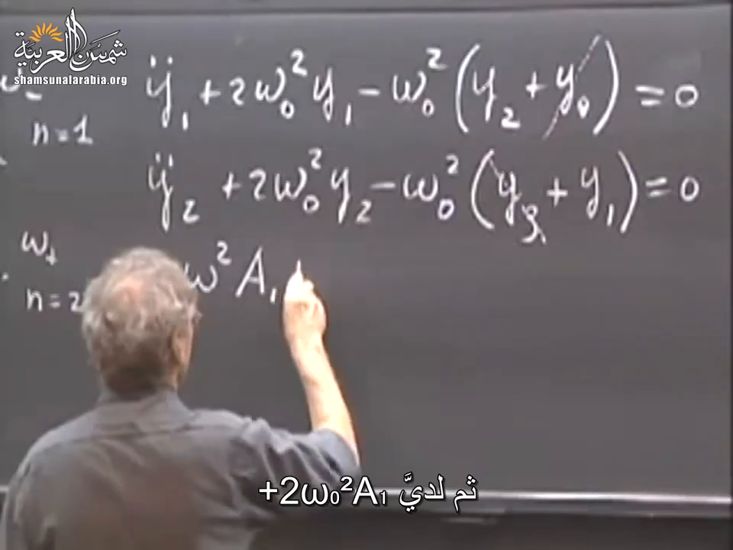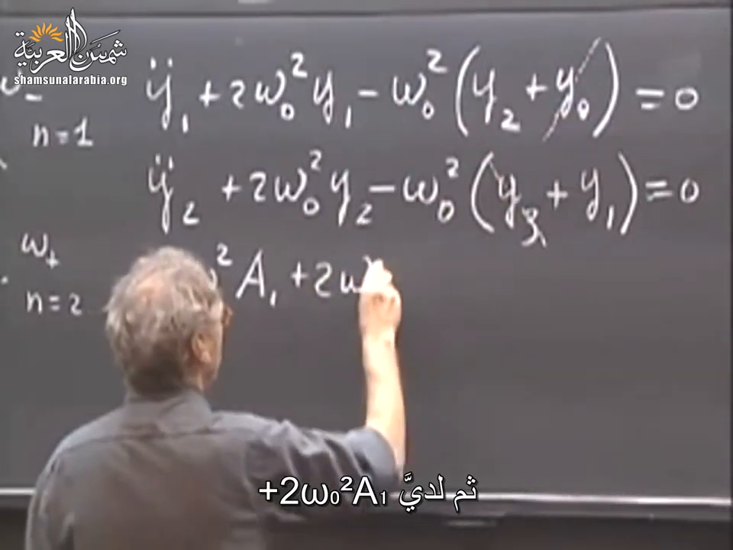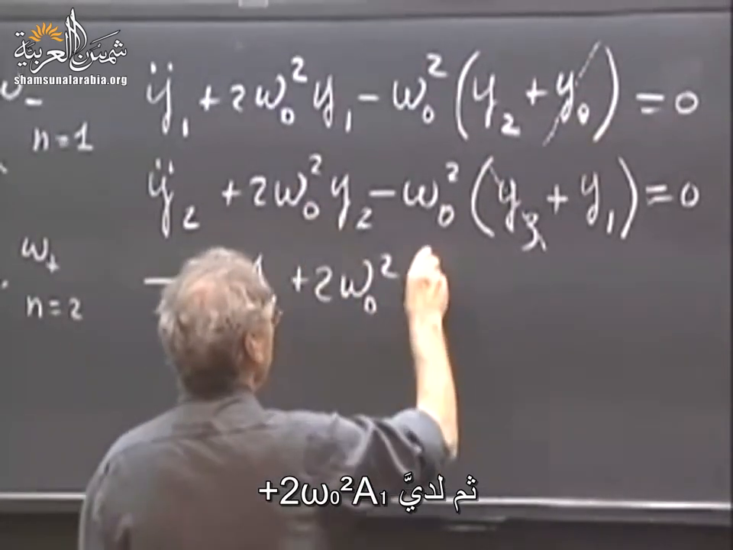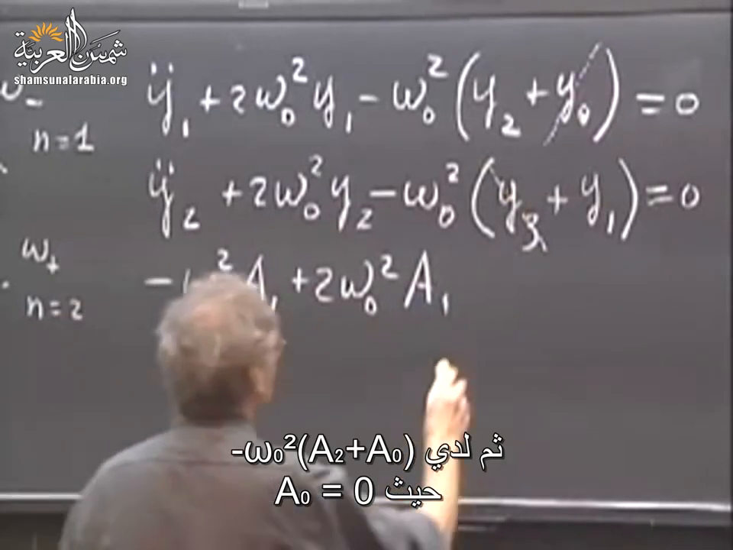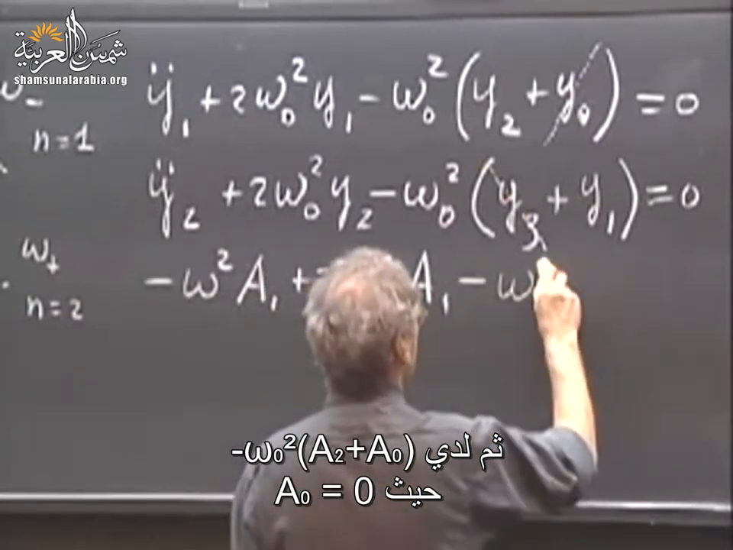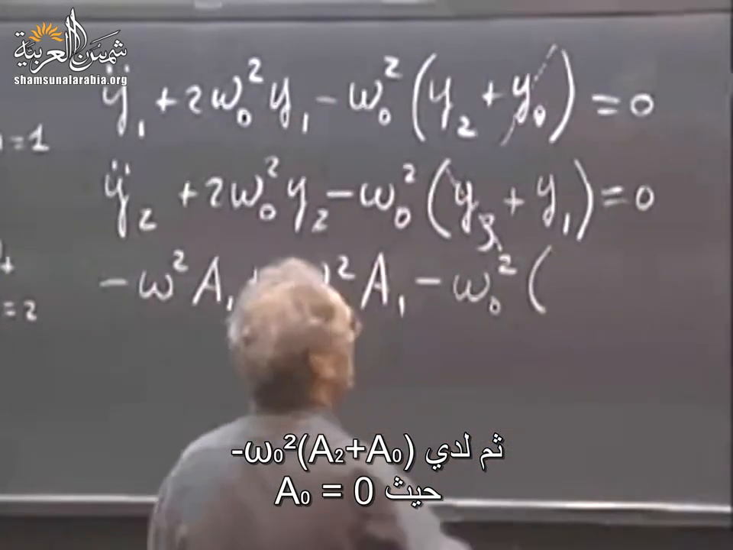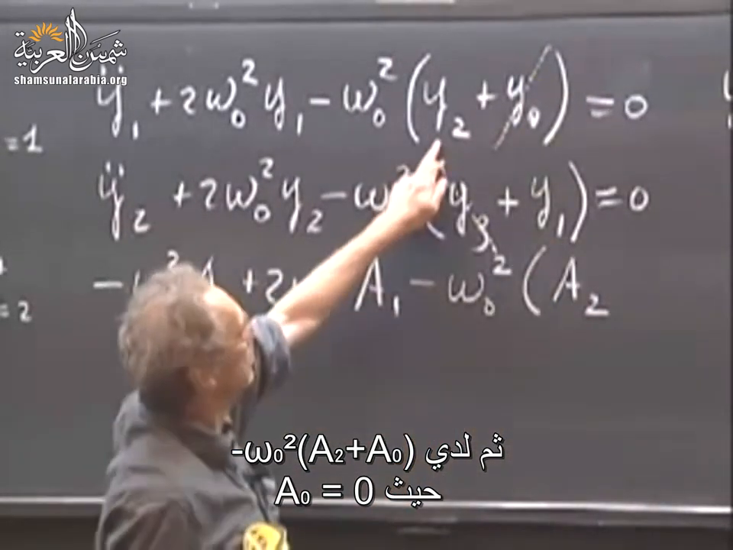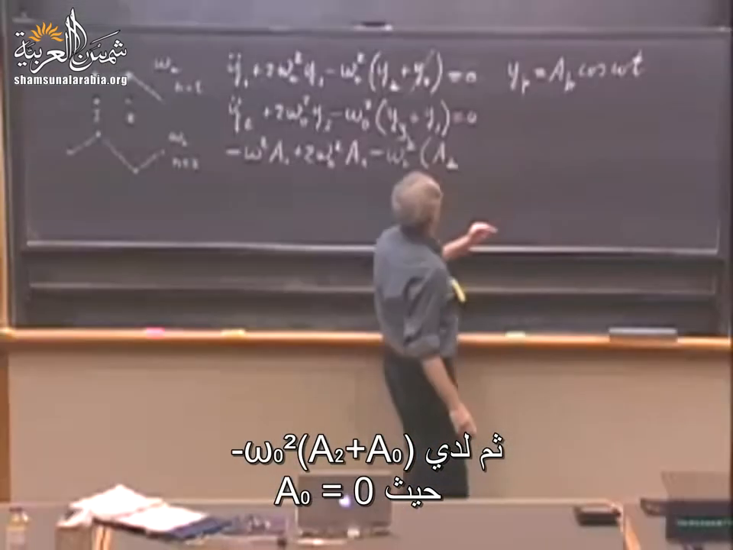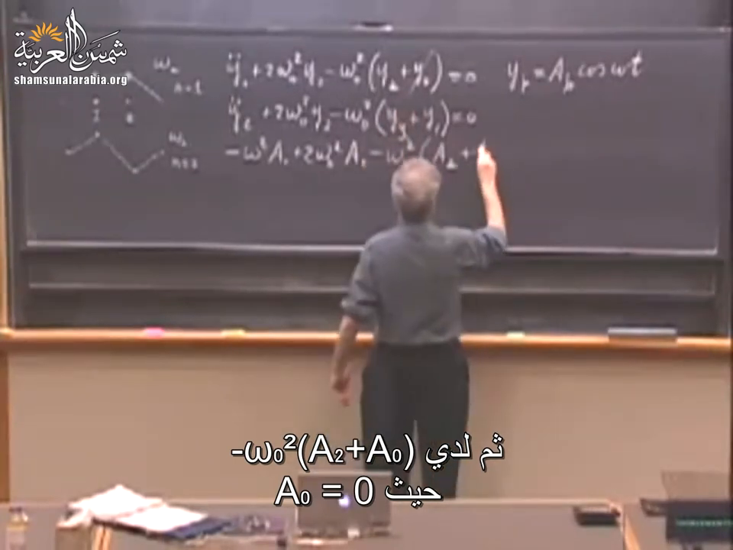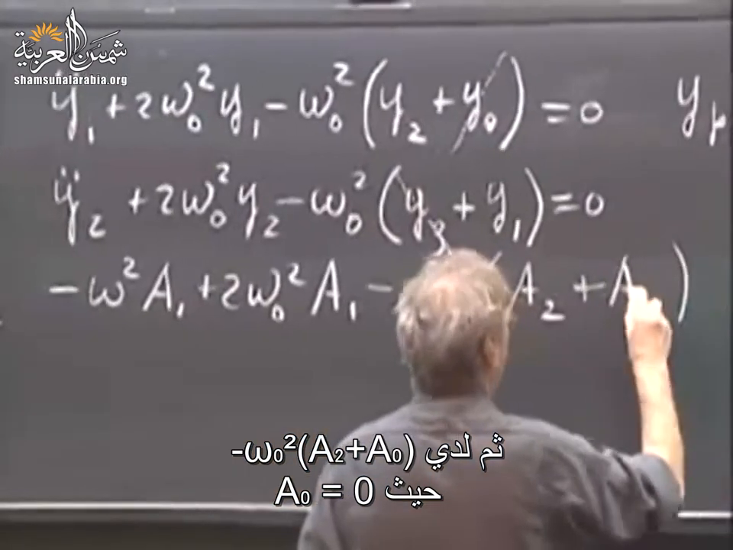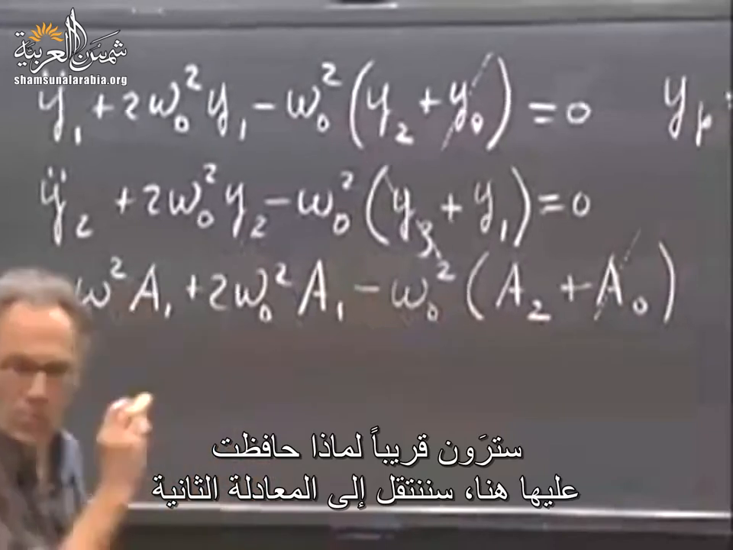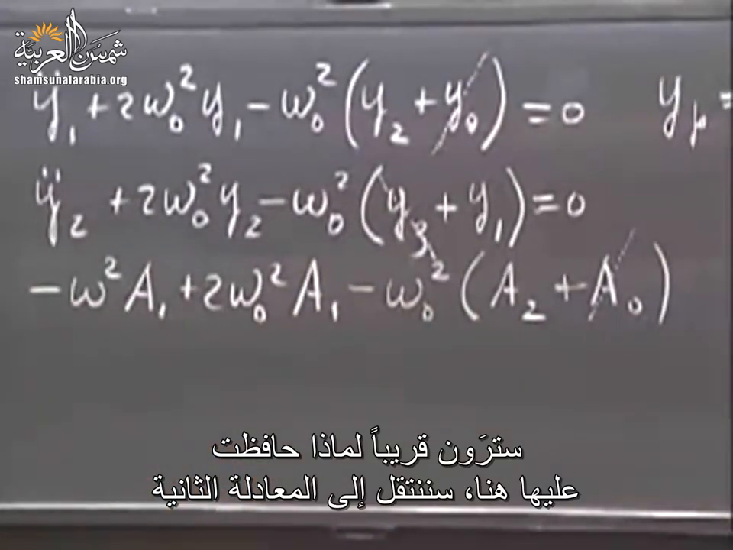Then I get plus 2 omega 0 squared times a1, and then I get minus omega 0 squared times a2. Right, because now I get a2, plus a0, which happens to be 0, but I just put it there. You will see shortly why I want to keep it there.